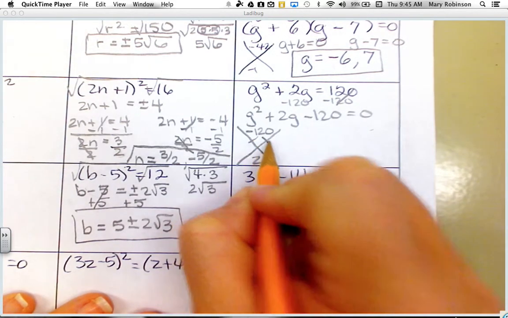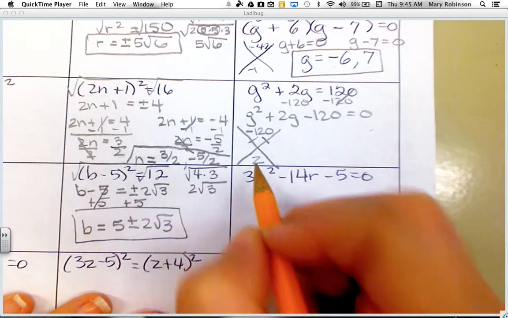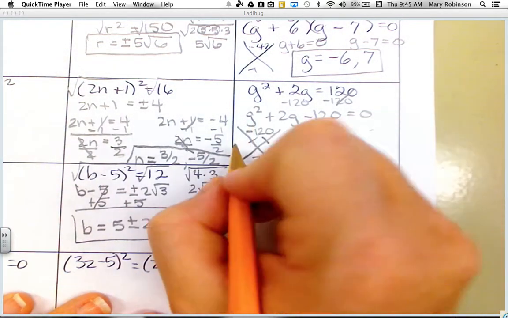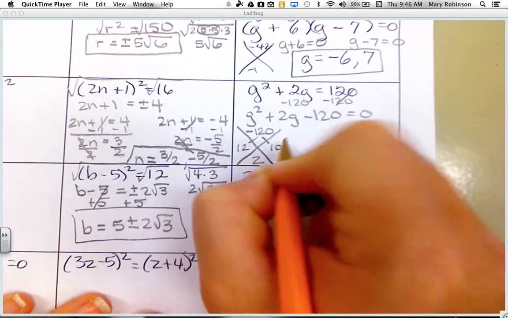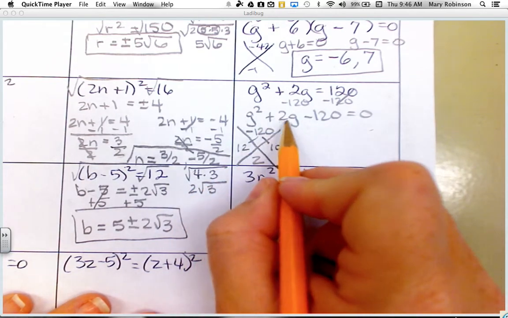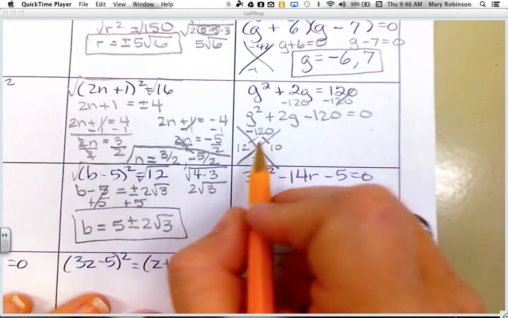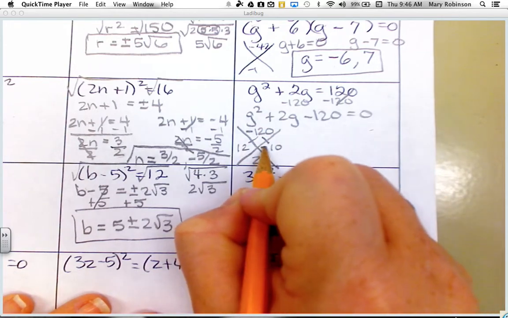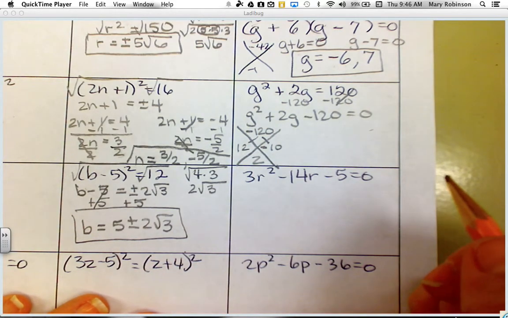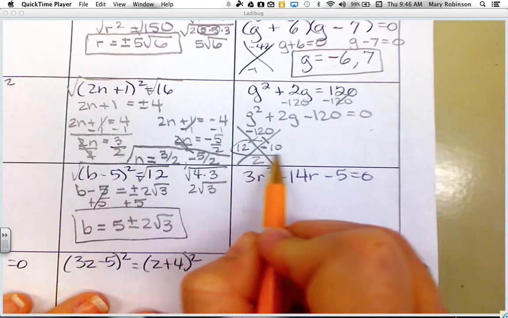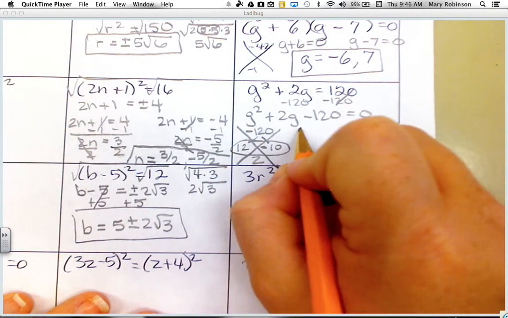Now, what factors can I break this down into that will combine to give me 2? 12 and 10. But one of them needs to be negative. We need to end up with a positive 2. So we need a positive 12 minus 10. Agreed? All right, so we're going to use these right here to create our factors.